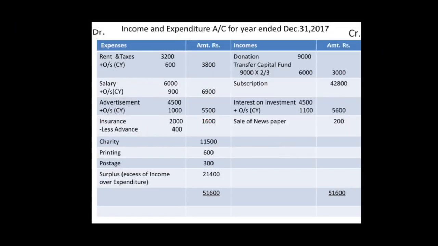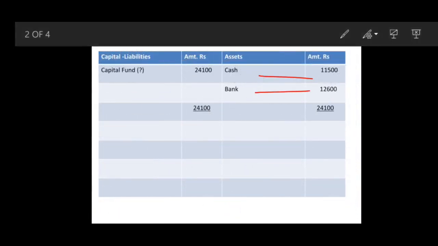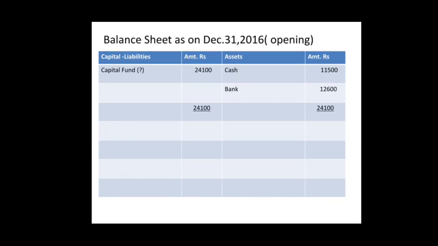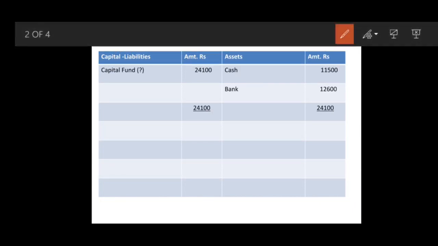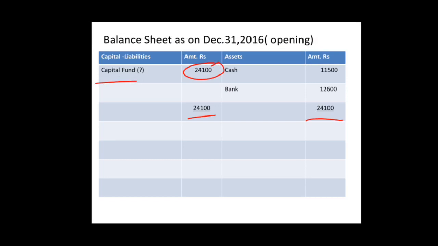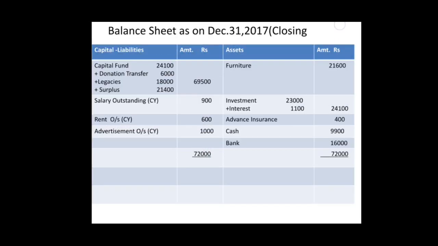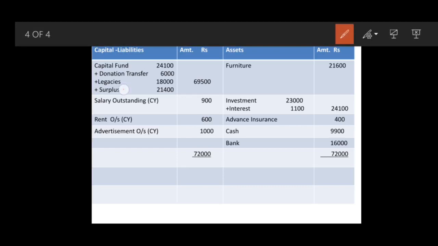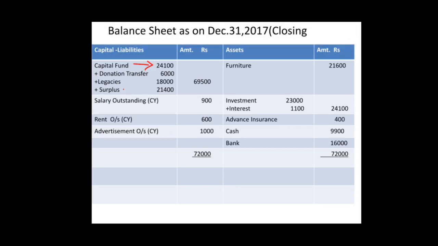Now come to your opening balance sheet. Looking at opening balance sheet, there are only two items which are cash at bank. So cash and bank both is to be made a total, and you will come across the capital fund, that is 24,100. Now transfer that 24,100 to the closing balance sheet. So come to your closing balance sheet. Capital fund you already have mentioned over there, 24,100 you have to write down, and the rest items, donation and legacy, were already transferred.